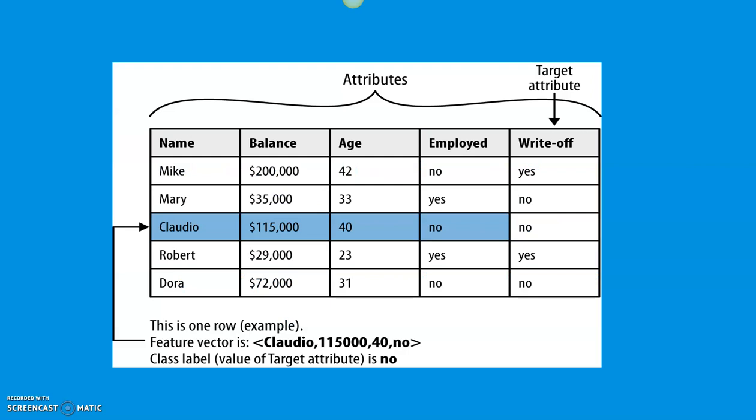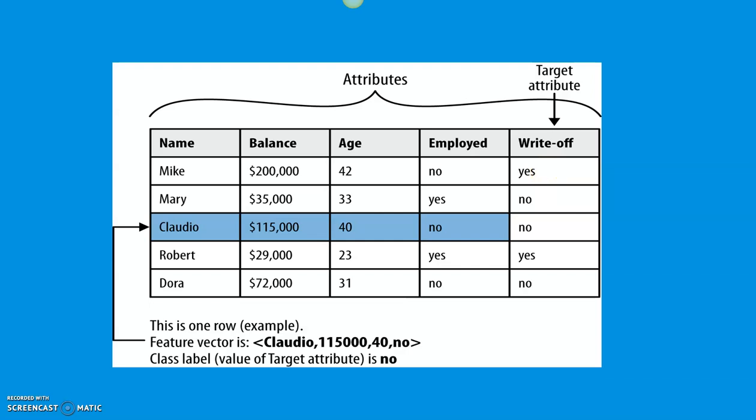Let's take a look at some data. This is information that you might have within your company if you're a credit card company like American Express or Capital One. They may have the name of the customer, Mike, and how much balance the customer has, 200,000. What is the age? 42. Mike is 42 years old. Mike is currently unemployed. And you have something called a target attribute or a dependent variable. For Mike, unfortunately, his balance has to be written off.